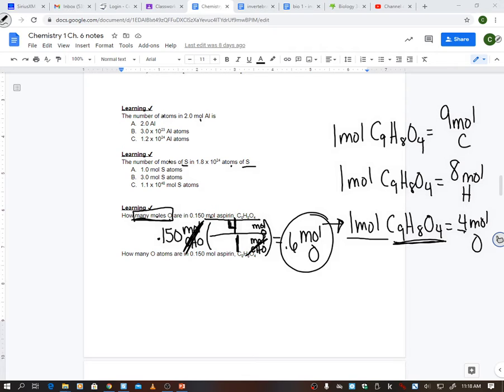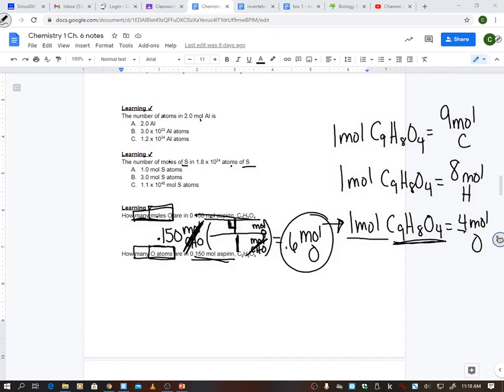All right, now the last one. They say how many oxygen atoms are in 0.15 moles of aspirin. So look at the difference between these two problems. Here's moles of oxygen is what they wanted. Now I want oxygen atoms of the exact same problem. So this is where we can get 2 steps.